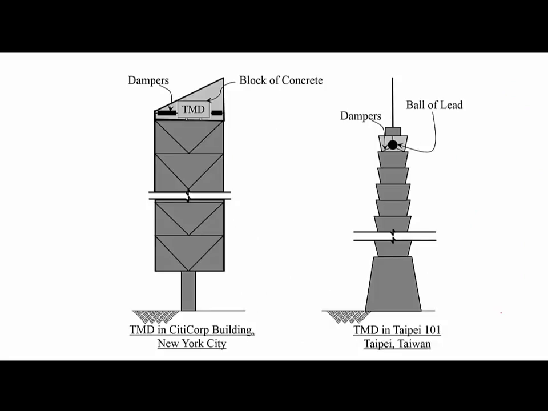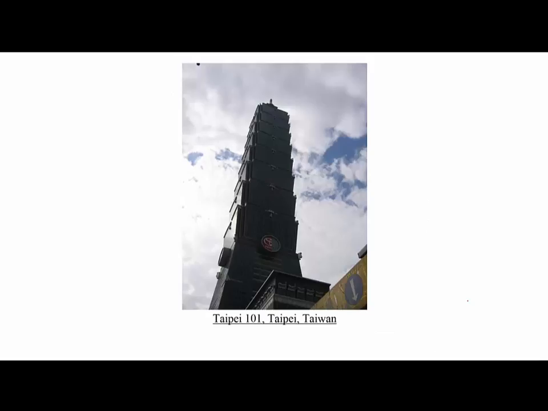These figures are showing the tuned mass damper used in the Citicorp building, and you can see this is the TMD, this is the damper, and the movement of the tuned mass damper is such that when the building moves to the right, the TMD goes to the left, and vice versa. And the same thing for Taipei 101. As you can see, this ball can move in the opposite direction of the building. This is a view of Taipei 101 with the pendulum tuned mass damper.